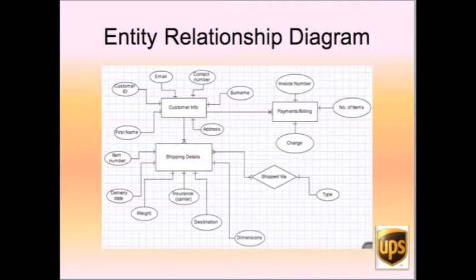The ER diagram shows a one-to-many relationship between the customer info entity and the shipping entity. One customer is able to order many items for shipping. There is also a many-to-many relationship between the shipping details entity and the shipped via relation. You are able to have many items to be shipped by many means of transport such as van, plane, and train. Each customer is charged and given an invoice for what they have ordered from UPS delivery service. Each customer can place many orders, thus making the relationship between the entities one-to-many.